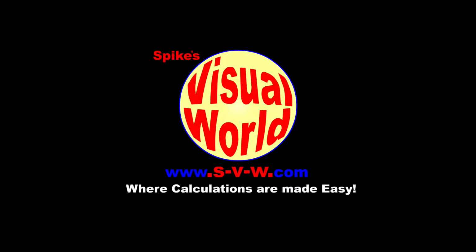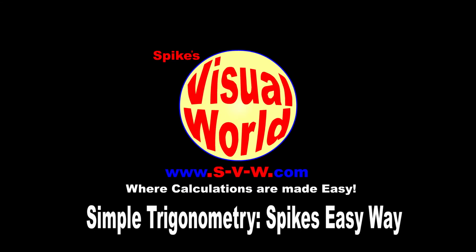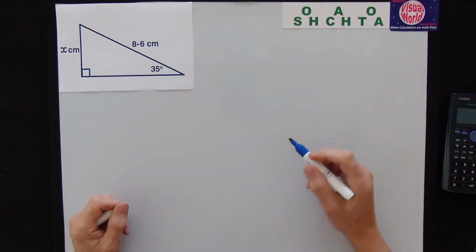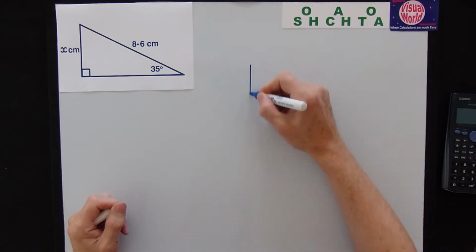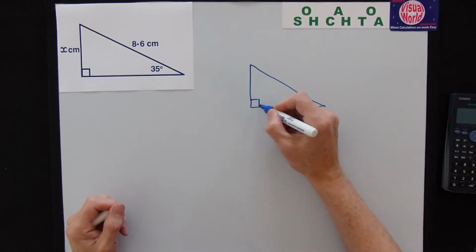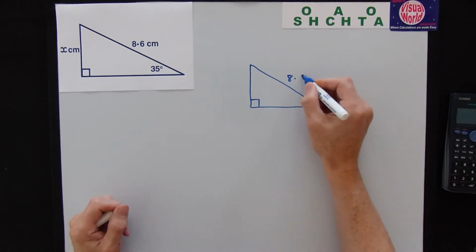Too many students struggle with basic trigonometry. In this video I'll show you how to do basic trigonometry the easy way. I'm going to do this example first. Always draw a decent sized diagram. Put in your sizes. You don't need the centimetre bit, you don't need units.